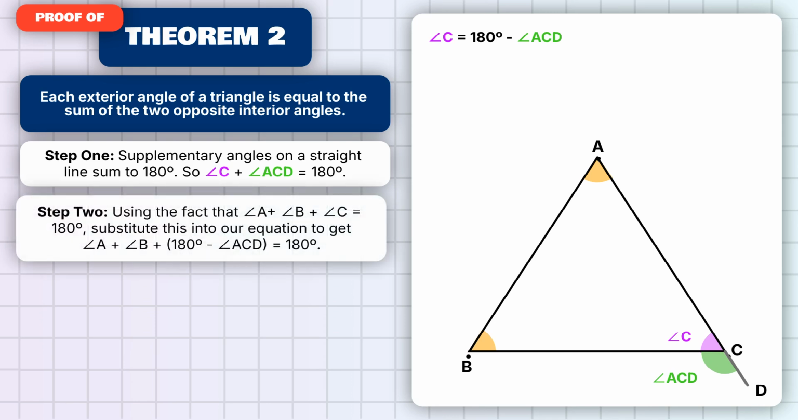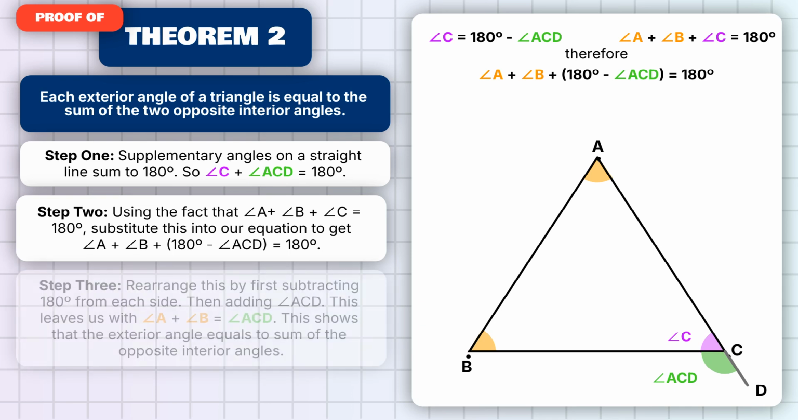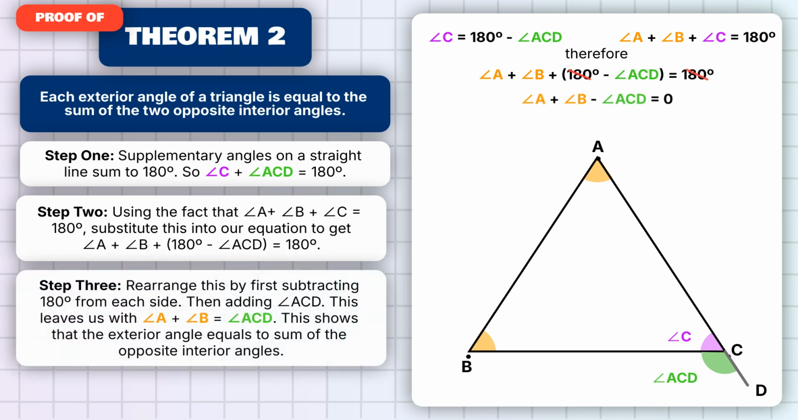For step 2, we go back to our previous theorem, which tells us that angle A plus angle B plus angle C equals 180 degrees. Substituting angle C into our equation, we get the following. Finally, we can rearrange this by subtracting 180 degrees from each side and adding angle ACD. Here we get angle A plus angle B equals angle ACD. This shows that the exterior angle ACD equals the sum of the opposite interior angles, namely angle A and angle B.